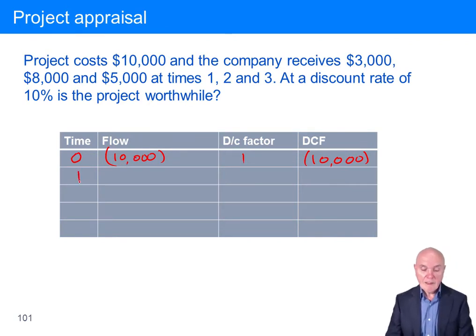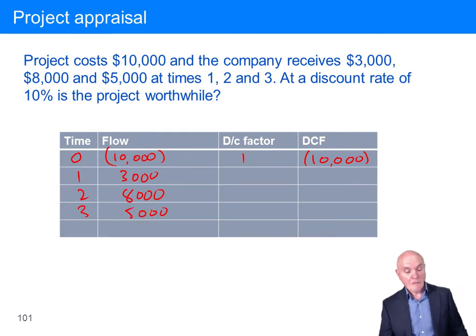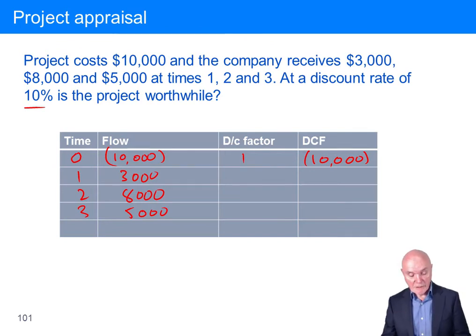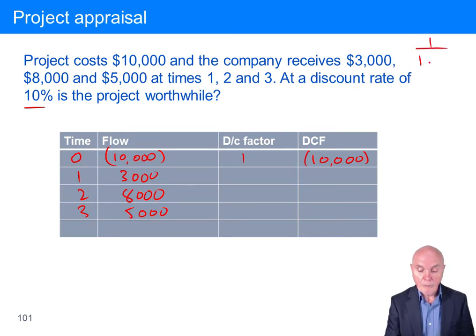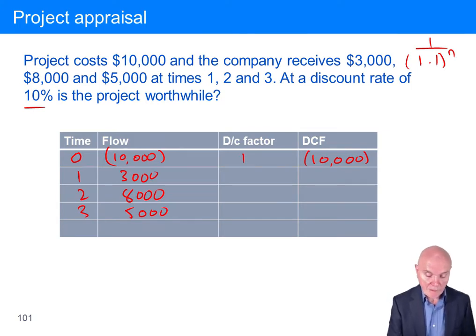Then at time 1 we receive 3,000. At time 2 we're going to be receiving 8,000, and at time 3 we're going to be receiving 5,000. Now these are flows in the future, and to use them validly we have to bring them back to their present value, and we're using 10% discount tables, but it's going to be easier if I just work it out on my calculator, because again it's 1 over 1.1, the 10%, to whatever number of years we want there. So 1 divided by 1.1 gives 0.909.